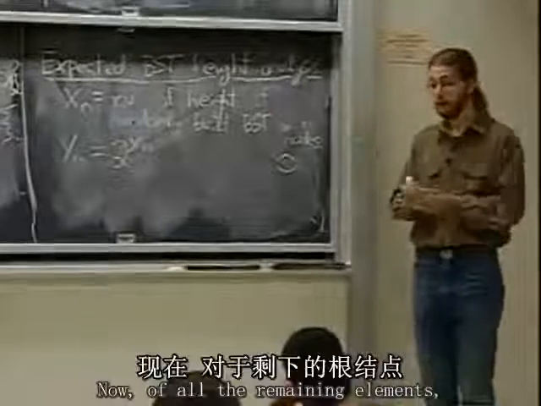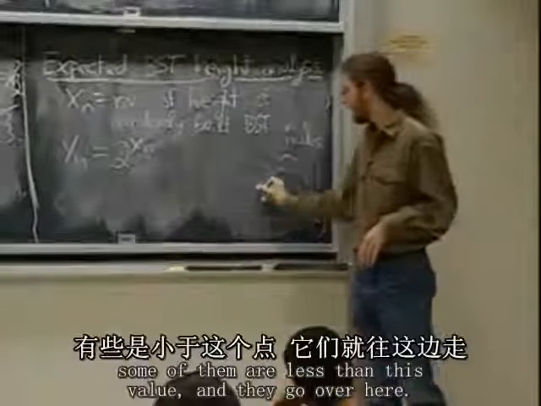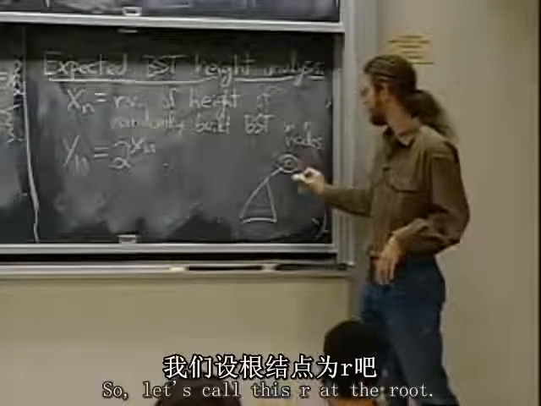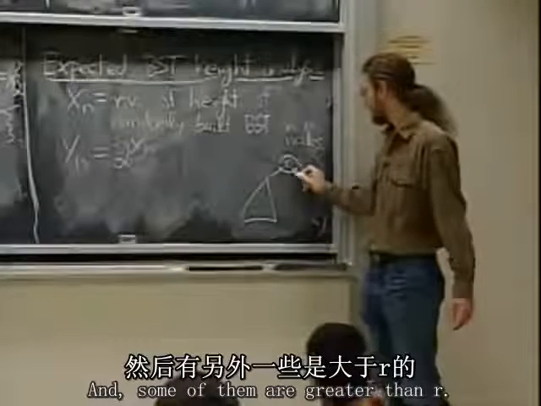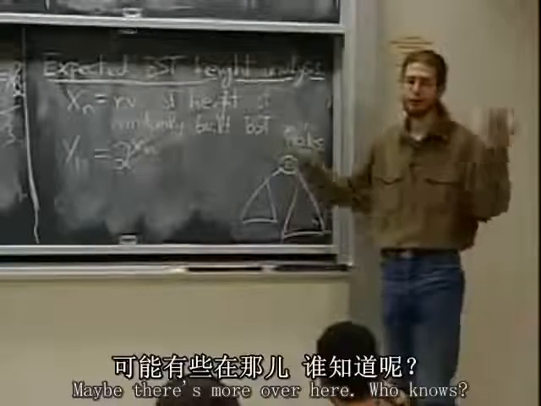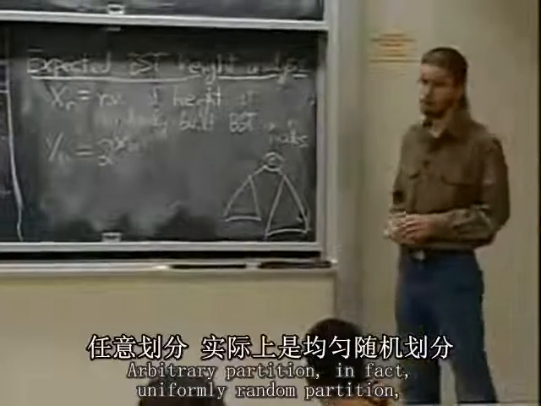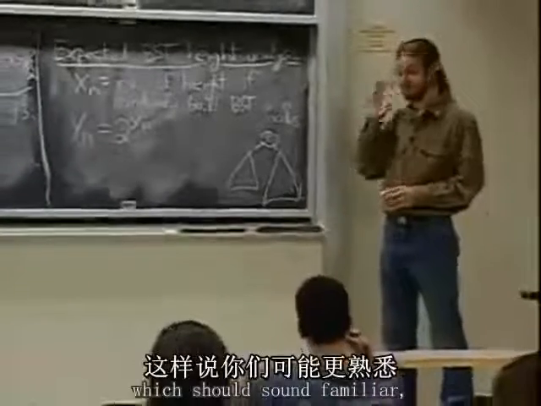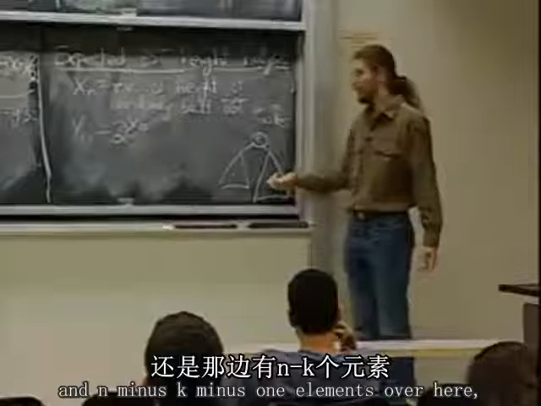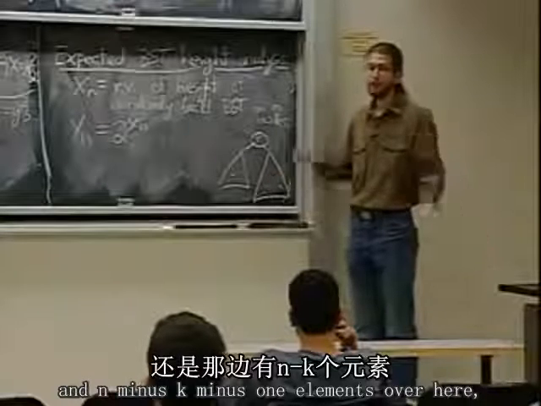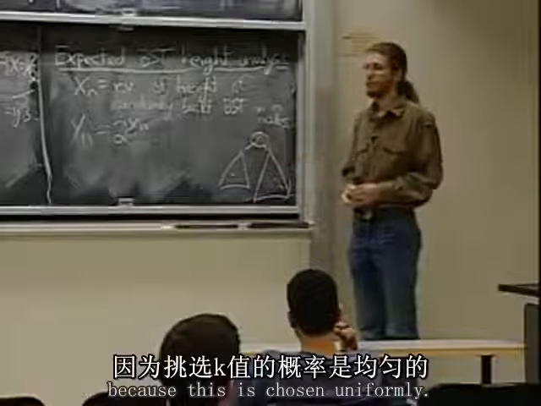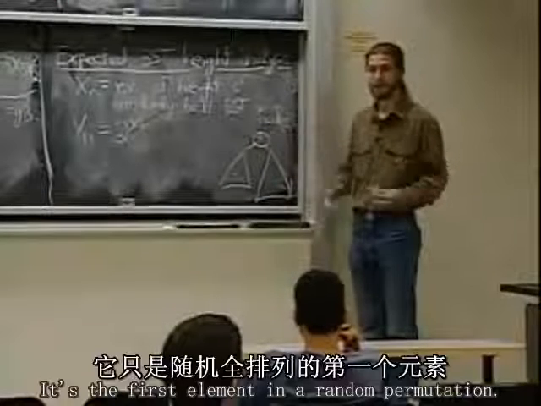Now, of all the remaining elements, some of them are less than this value, and they go over here. So let's call this r for the root. And some of them are greater than r, so they go over here. Maybe there's more over here, maybe there's more over here. Who knows? Arbitrary partition. In fact, uniformly random partition, which should sound familiar. Whether there are k elements over here and n minus k minus 1 elements over here is, for any value of k, equally likely, because the root is chosen uniformly. It's the first element in a random permutation.